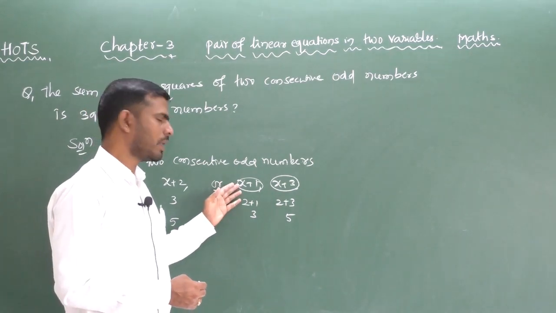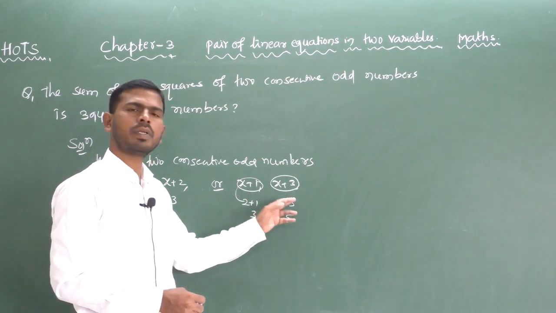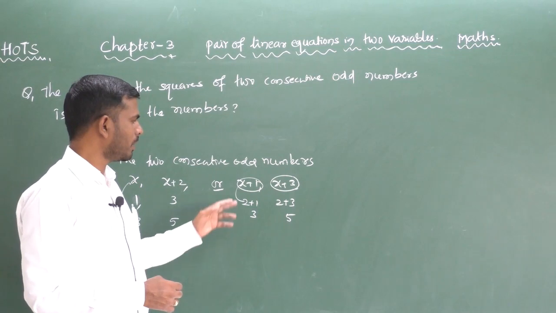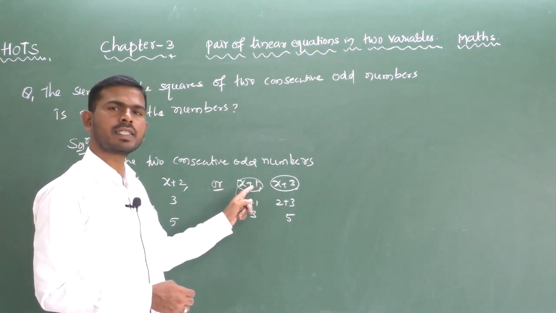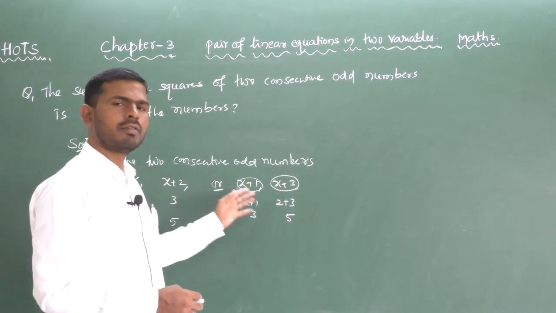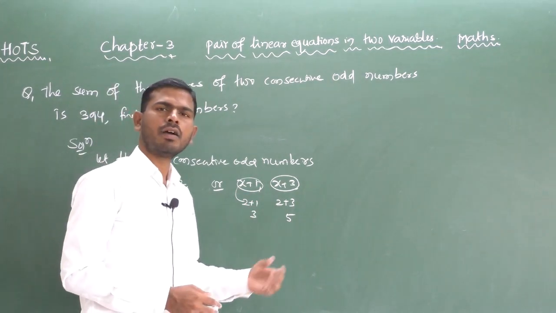For example, x value I consider here 2, 2 plus 1, that is 3. Here 2 plus 3, that is 5. So here don't take the even number. Even number means odd number. Odd number, for example 1 plus 1 is 2. Here 1 plus 3 is 4. So here you don't take the even number. Only you have to substitute the odd number, means you will get the result is odd number.